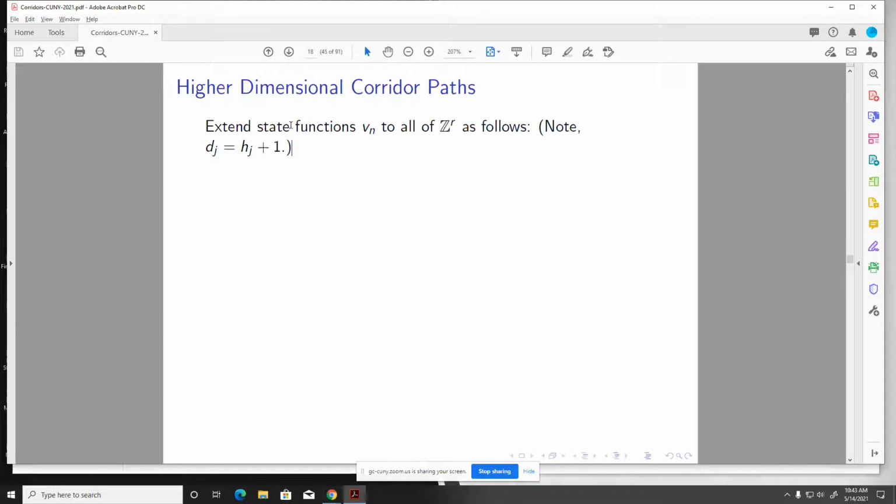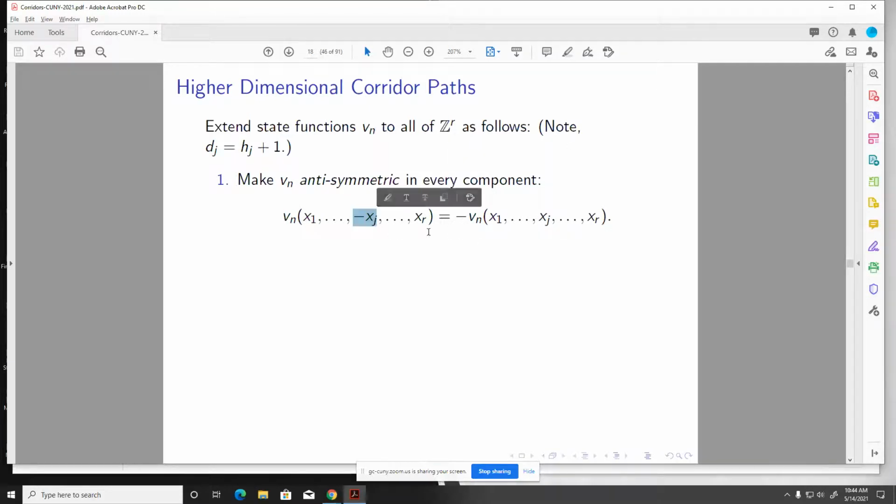We're going to extend our state functions. Remember just how we had to do in 1 dimension, we had to extend our state functions to cover all of Z in order to employ our DFT methods. We're going to do the same here. Everything has to be anti-symmetric in every component independently. So that means, of course, Vn, everything is the same except for this jth component, we can pull out a minus from that. Very much like an algebraic tensor, by the way.